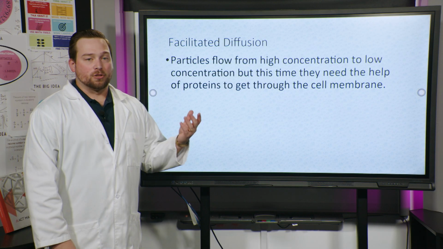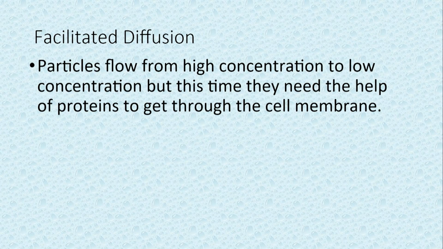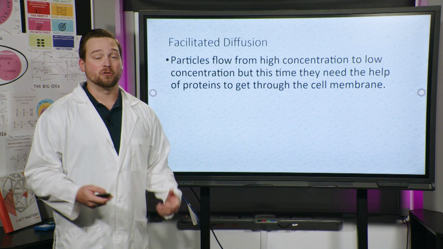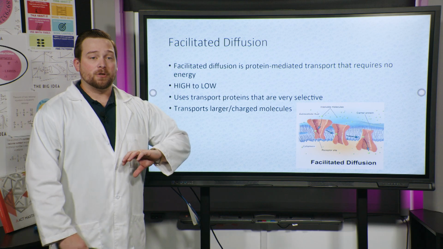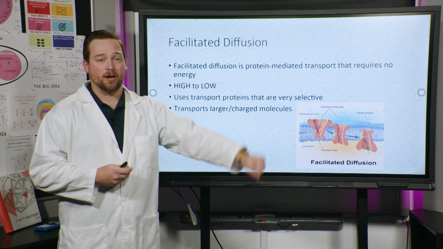Okay? To talk about facilitated diffusion a little bit, let's remember that it is moving from an area of high concentration to low concentration, but the molecules need some help of proteins to get into the cell membrane. That's what the word facilitate means, to help. So this diffusion just needs a little bit of help from the protein channels because the molecules are so large. So facilitated diffusion, we're using proteins to do this. It's high to low, okay? It uses those transport proteins that I've been talking about, and this is how we're going to transport larger or charged molecules through a channel protein.